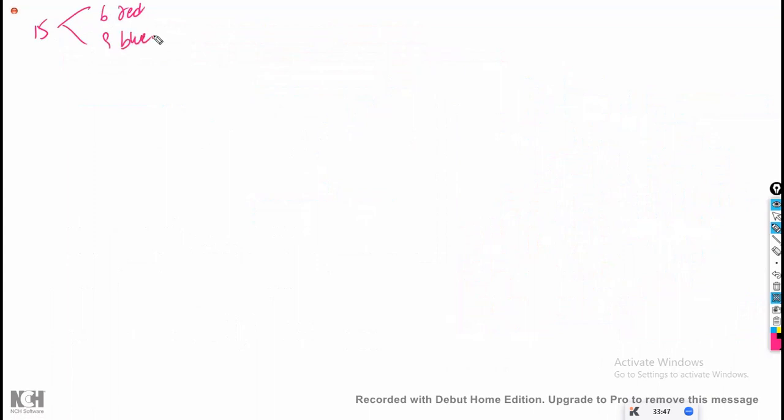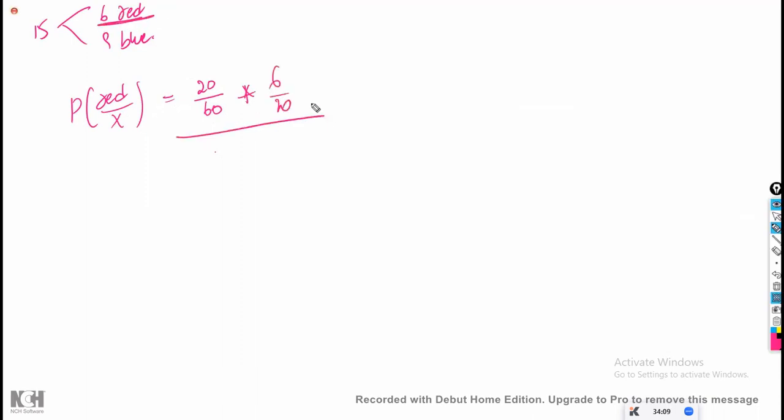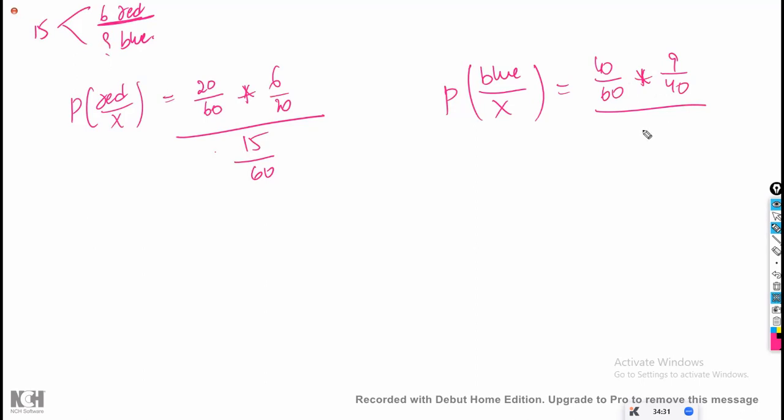Now, what is the probability of the given data point being a red data point? What is the prior probability? The prior probability of red is 20 by 60. What is the likelihood? The likelihood is 6 by 20, divided by the total number of data points considered, 15. 15 by 60. Similarly, what is the probability of being blue? The prior probability is 40 by 60, and the likelihood is 9 by 40, divided by 15 by 60.